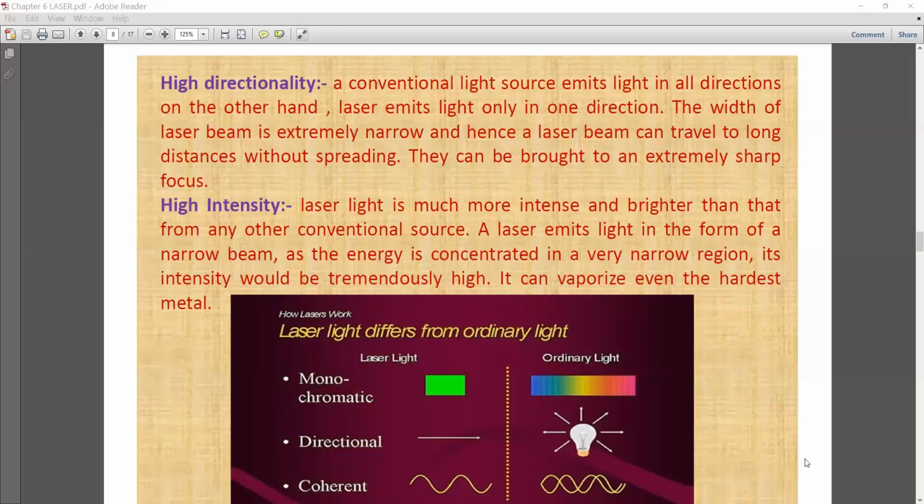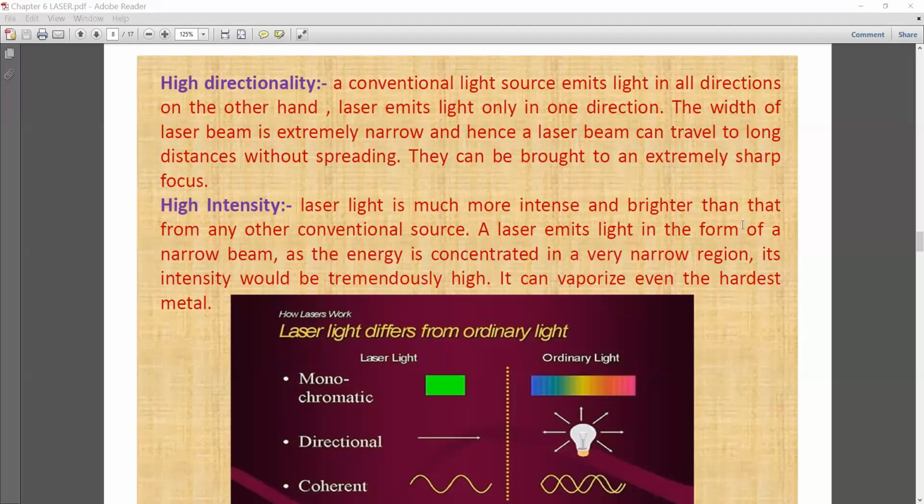A conventional light source emits light in all directions. On the other hand, a laser emits light only in one direction. The width of the laser beam is extremely narrow, and hence a laser beam can travel a long distance without spreading. They can be brought to an extremely sharp focus.